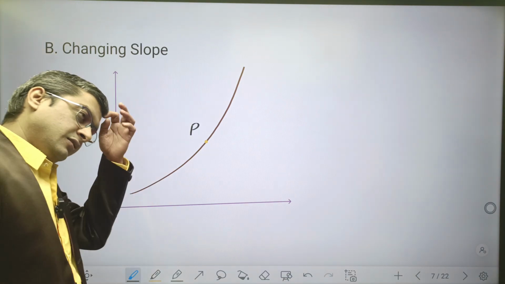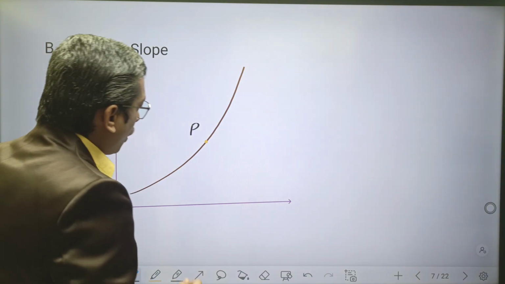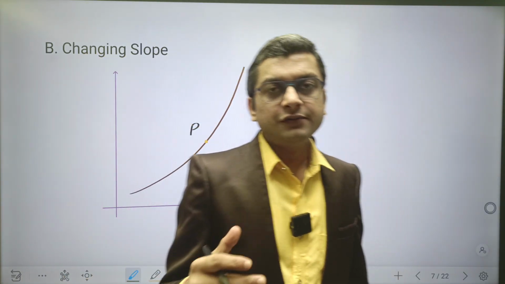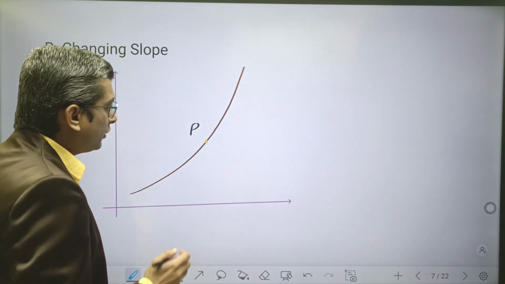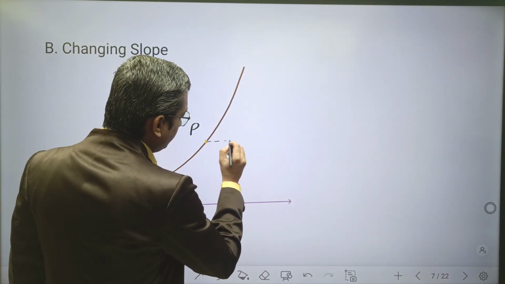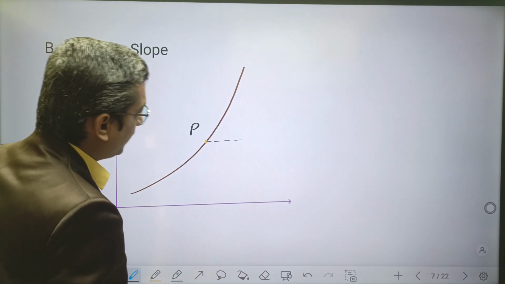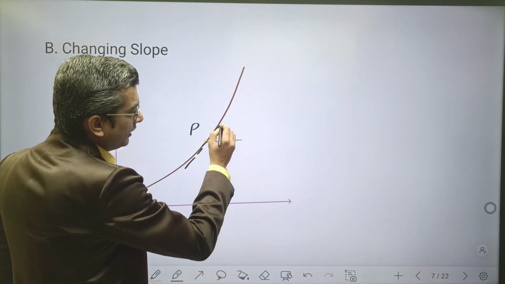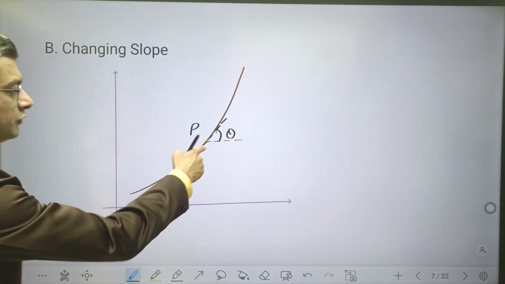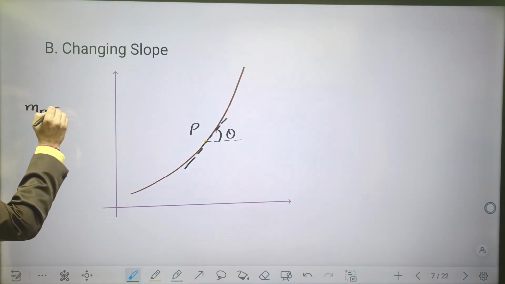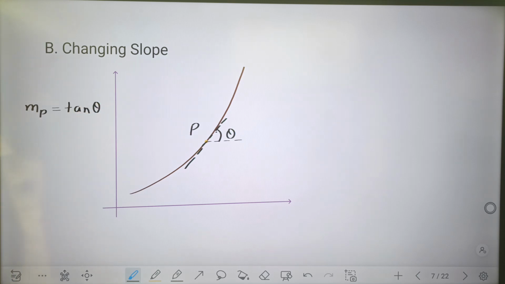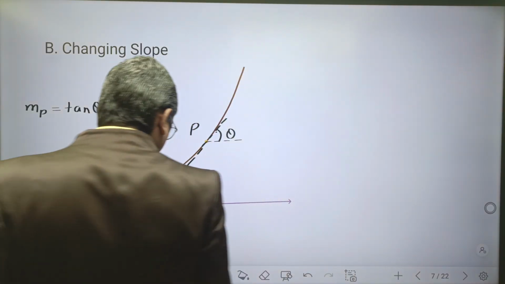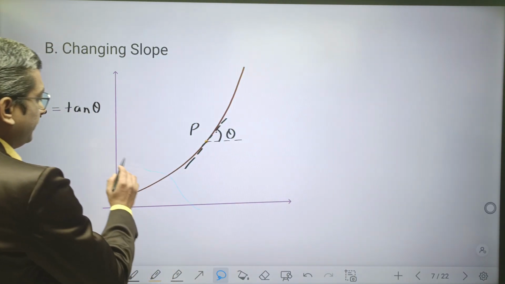Now suppose we need to find the instantaneous slope at point P. The very first step is that we draw a line parallel to the x-axis here, and draw a tangent that passes through this point P and take the angle theta. So what is the slope at point P? The slope at point P is given by tan theta. Now how can you find tan theta?